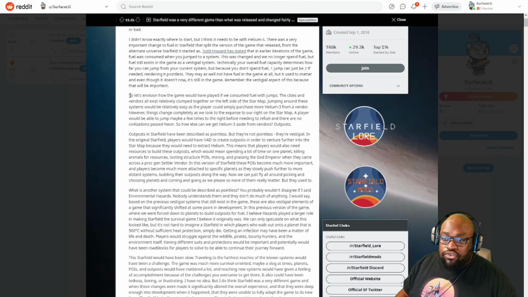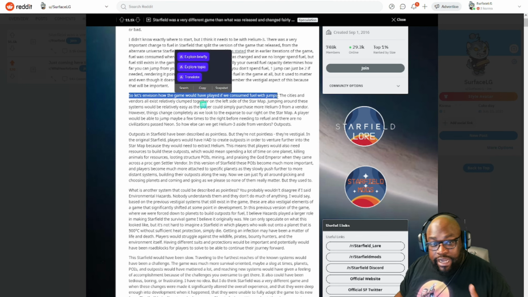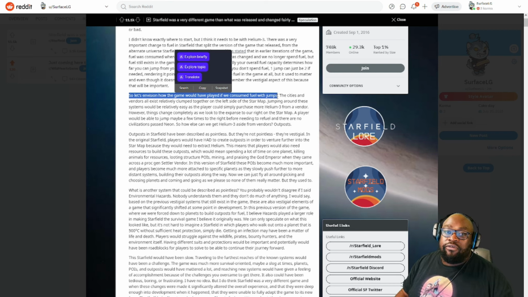So from his post, so let's envision how the game would have played out if we consumed fuel with jumps. Sidebar, we do not consume fuel when we play Starfield and we fly with our ships. Our ships do not consume fuel. You can make as many jumps as you want without ever having to stop, dock, and refuel your ship.